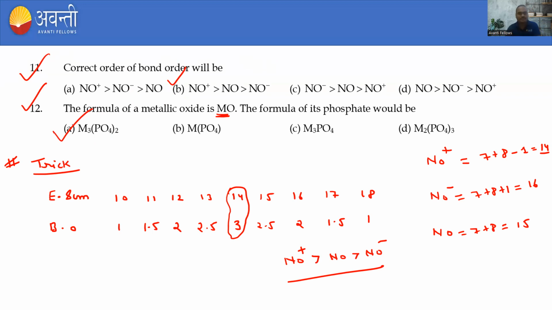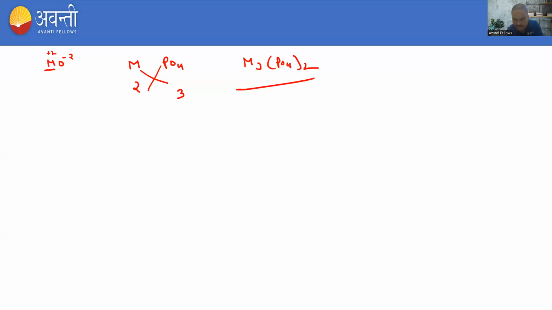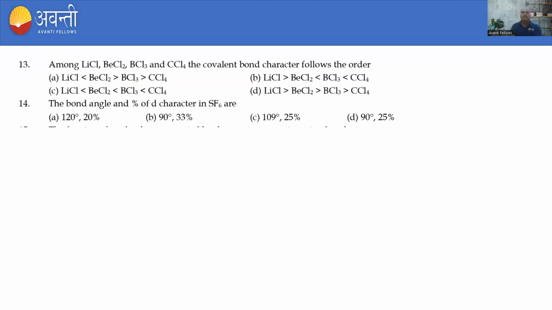M3(PO4)2. So this is again a very simple question, right? This is again a very simple question. ठीक है? समझ आया सबको, I guess? हाँ? Sure. Very good. Now move to the next question. That is question number 13.